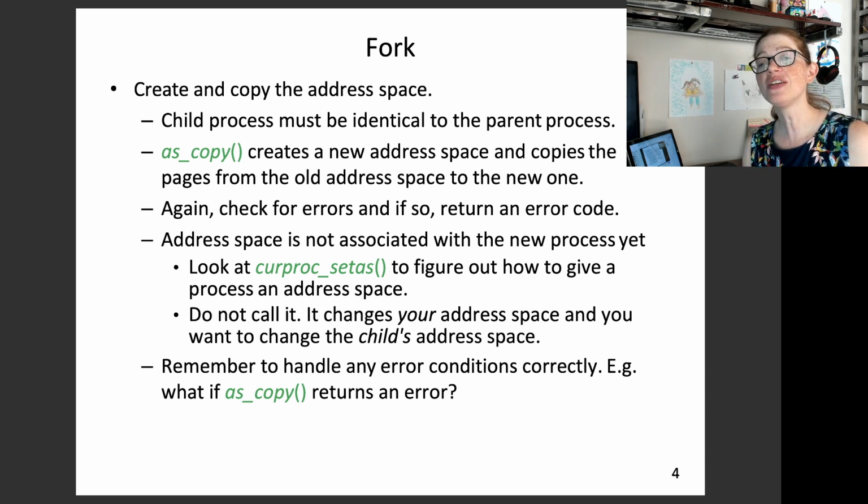And as_copy is going to do two things. It's going to create a brand new address space and malloc all of the appropriate memory for it, and assign it to the pointer that you've passed in. And the second thing that as_copy does is it's going to copy the contents of the parent's address space into the child's address space. So as_copy actually handles both the malloc and the copy for the address spaces. So it's one line of code, right? Not so bad.